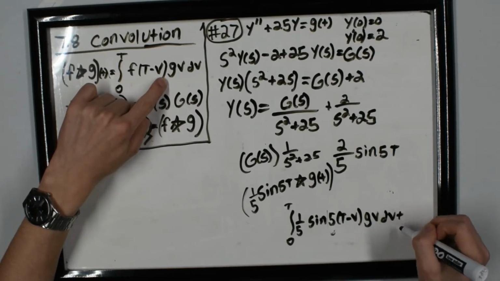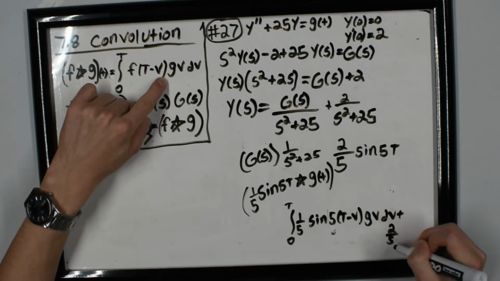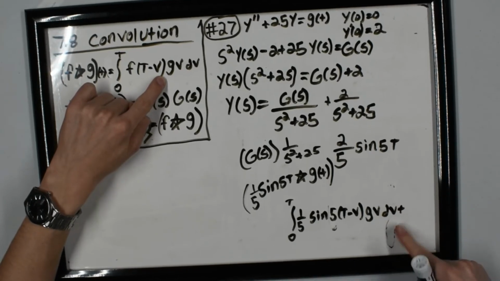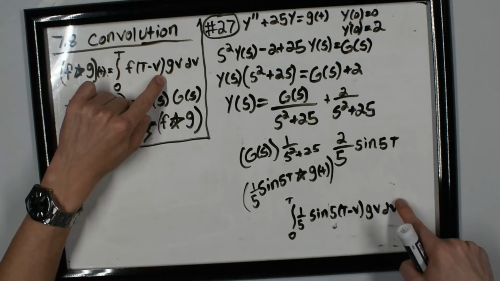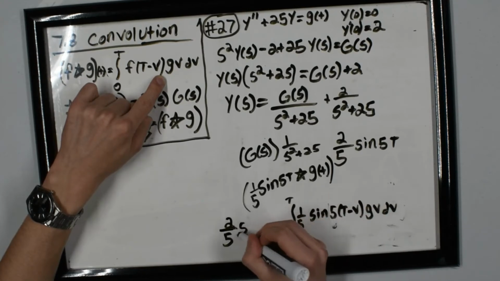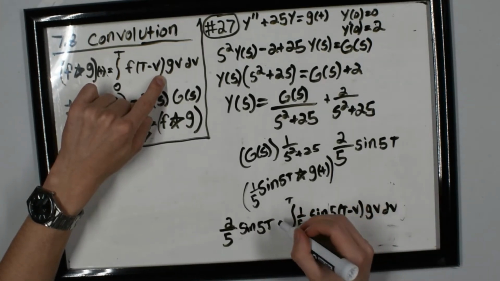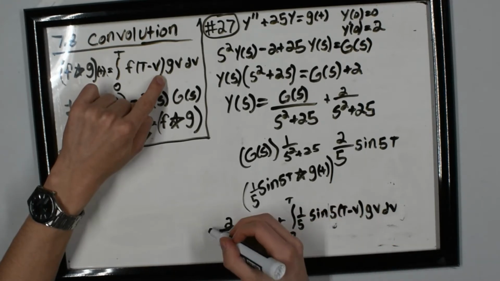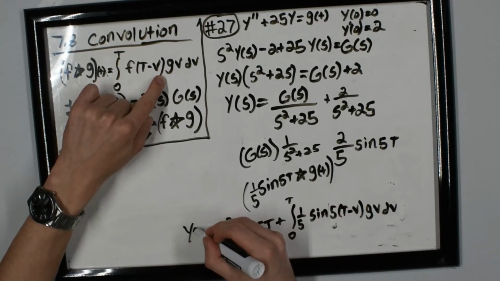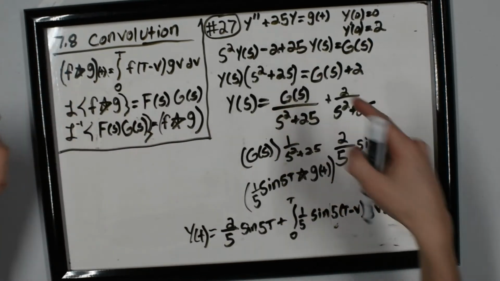Plus, I'm going to run out of room, so actually, you know what I'm going to do? I'm going to write it over on this side. We have 2/5 sine 5t. And we just solved this doing a regular inverse Laplace transform. And this whole thing is equal to y of t. So that's how you solve the initial value problem for this.